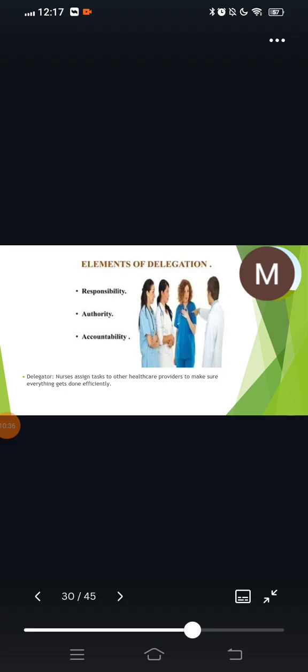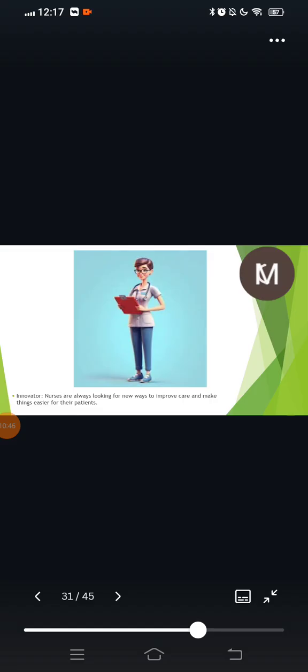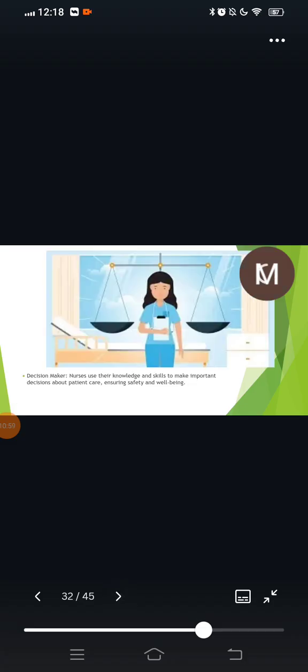Delegator. Nurses assign tasks to other healthcare providers to make sure everything gets done more efficiently. Innovator. Nurses are always looking for new ways to improve care and make things easier for their patients. Decision maker. Nurses use their knowledge and skills to make important decisions about patient care, ensuring safety and well-being.